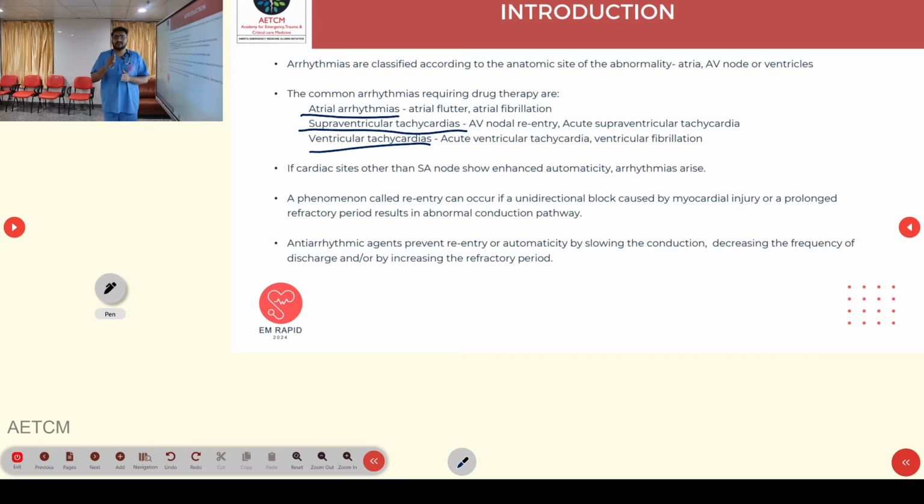Another mechanism which you have heard about is the re-entry mechanism. If there is a unidirectional block caused by a myocardial injury or a prolonged refractory period, it results in another abnormal conduction pathway. This causes re-entry circuits, which propagate the arrhythmia, and these agents prevent the re-entry. The anti-arrhythmic agents prevent the re-entry or the automaticity by slowing the conduction, decreasing the frequency of discharge, and increasing the refractory period, as we mentioned earlier.